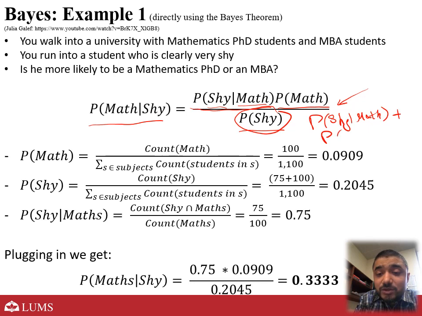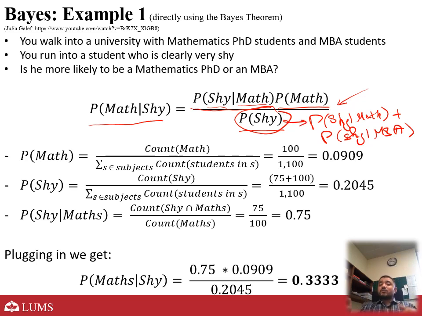plus, and understand this carefully, probability of being shy given MBA, because there are only two classes. So this probability is essentially the sum of the probabilities of being shy across all classes. The total number of students who are shy in maths plus the total number of students who are shy in MBA, divided by the total from both classes, you'll take these numbers and then sum them up.